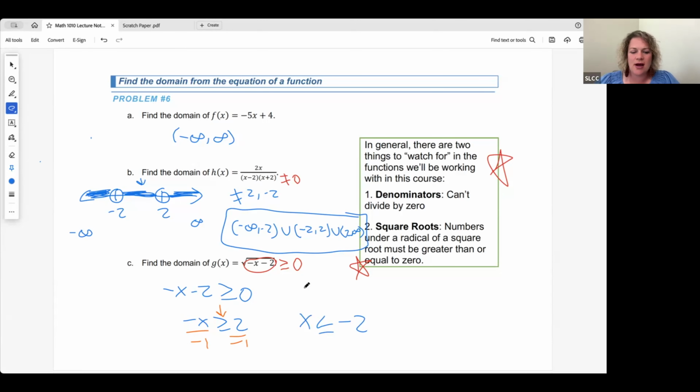And you can test it if you want. If I plug in a number less than negative 2, like negative 100, then this would give me 100 minus 2, which is a positive value. So we change the sign to keep the statements true. Now, how do I state this in interval notation? You can draw a picture or you can just state what's going to be less than or equal to negative 2. So the domain in interval notation would be from negative infinity all the way up to negative 2 because you're going less than or equal to. So don't forget your brackets. There's the domain stated in interval notation for A, B, and C.